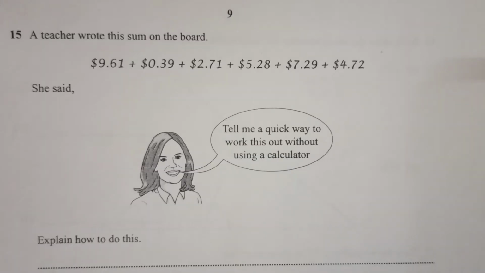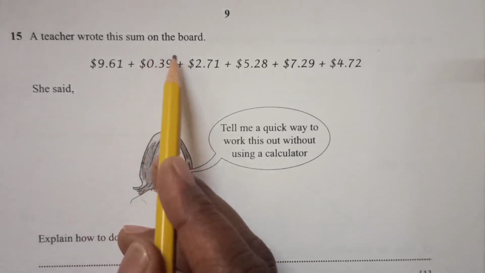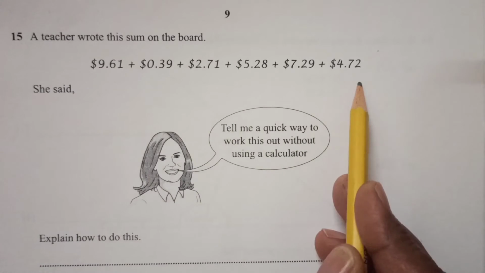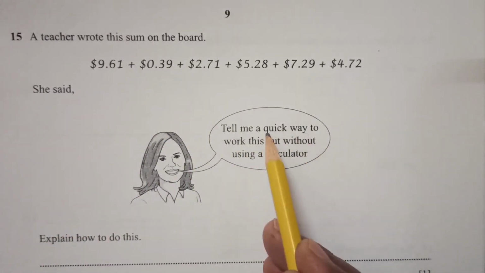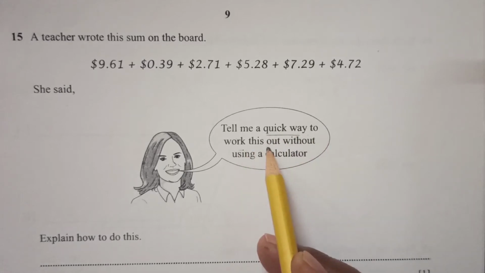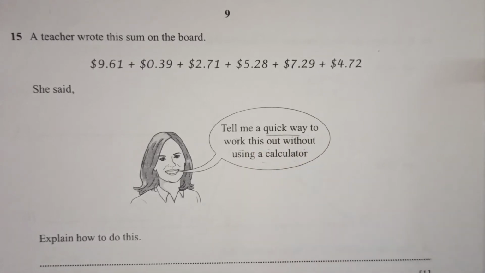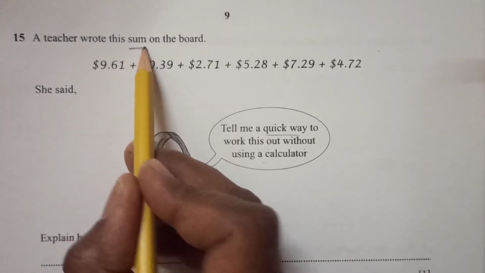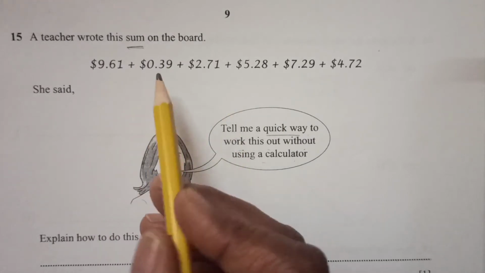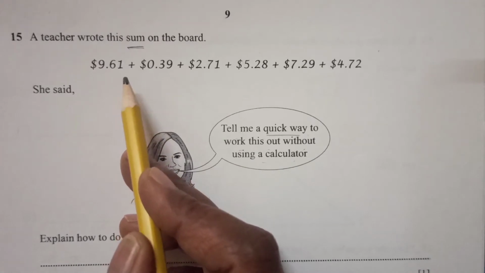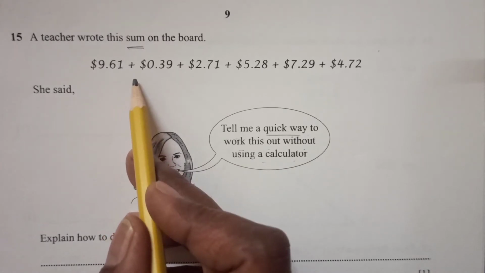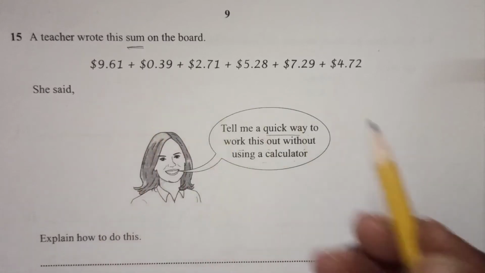So here we have question number 15. A teacher wrote this sum on the board. So this is the sum written on the board. She said, tell me a quick way to work this out without using a calculator. So we need to do the addition without using a calculator. Sum means addition, right? So if you don't have the calculator, we can find the easy way to get the maximum number of zeros for the addition.